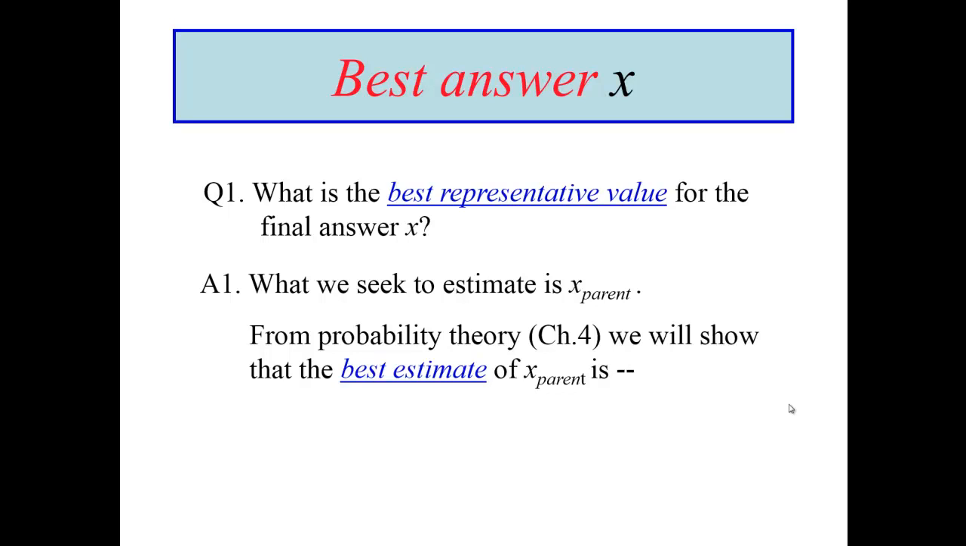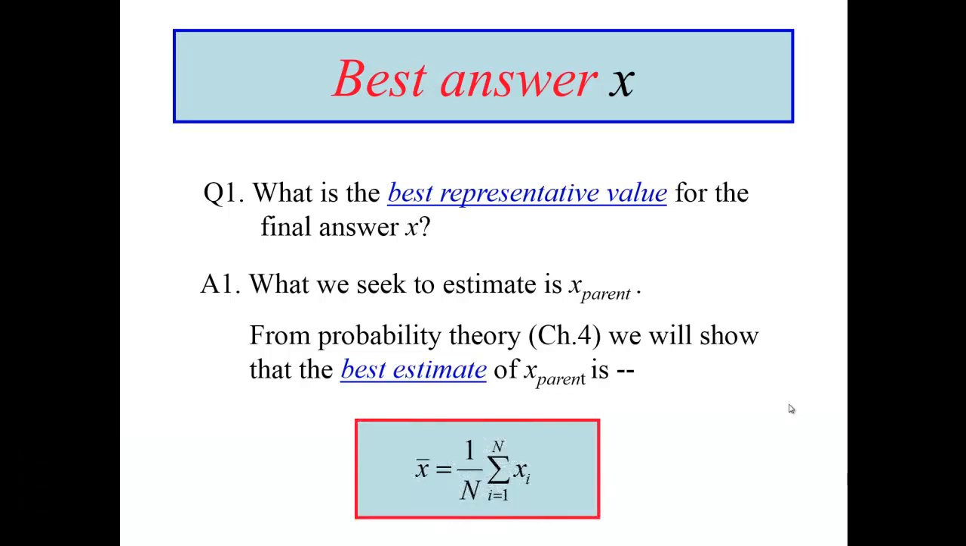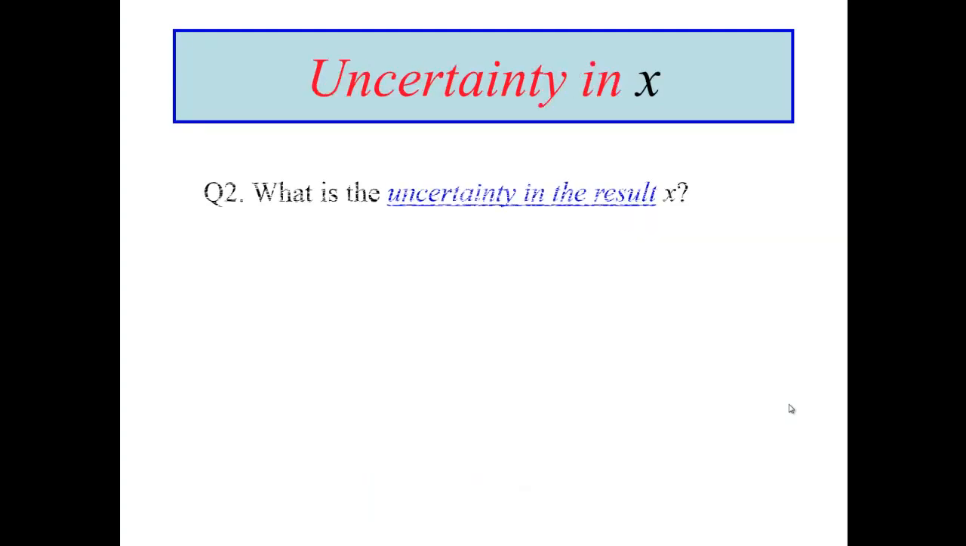We've already talked about how this is the mean value. We haven't proven or justified that yet, and we'll return to that topic in Chapter 4 to show that the best estimate of the true x value from the parent distribution is the mean value. So we've seen this before. The second question is a little bit more difficult. What is the uncertainty in the result x?